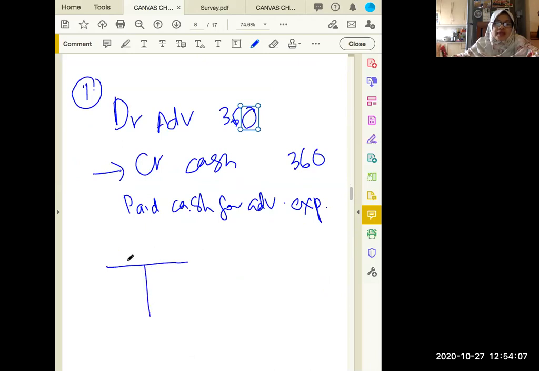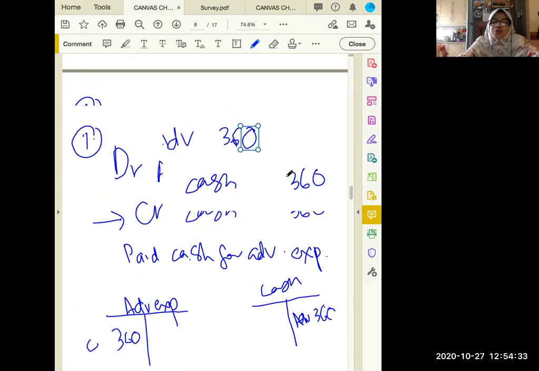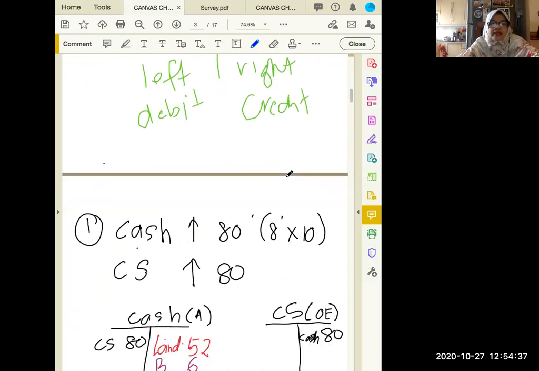If you put that into your T accounts, you're going to put it like this. You have the advertising expenses, debit 360, because you pay the expense by cash. And then you have the cash account. If you continue from the initial cash, you credit your cash 360. This one is for your advertising, this one is cash. Remember that if it's the same company within the same year, you don't have to open a new cash account. You just reflect that in your cash account here.